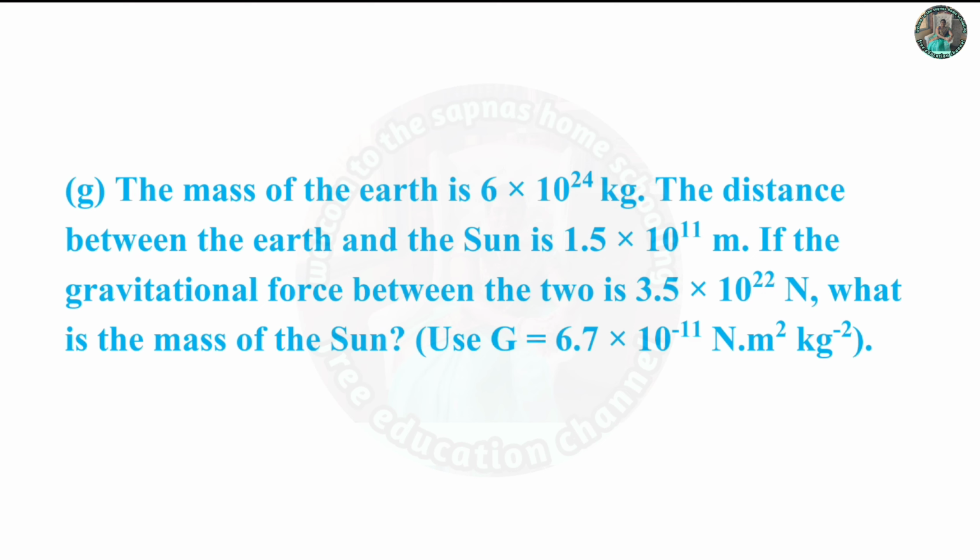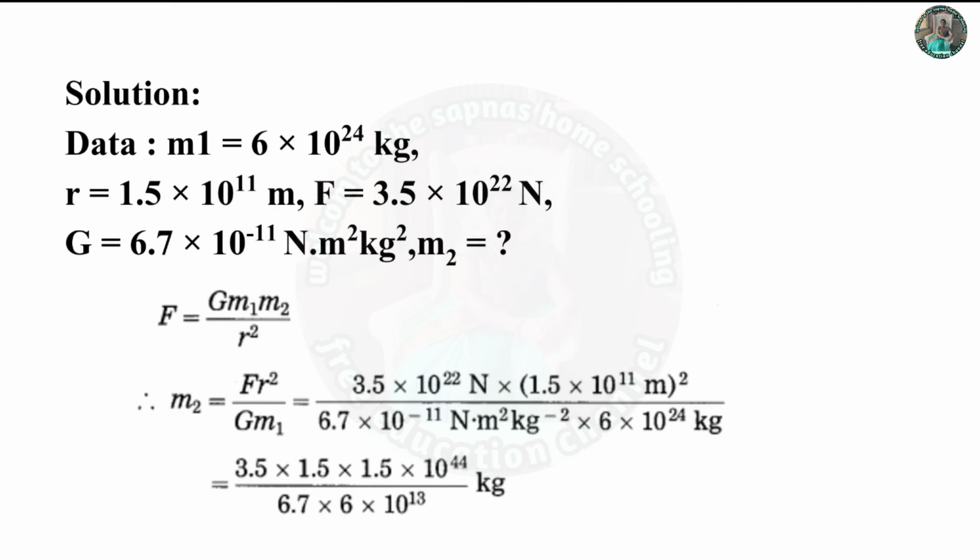G. The mass of the earth is 6 into 10 raised to 24 kg. The distance between the earth and the sun is 1.5 into 10 raised to 11 meter. If the gravitational force between the two is 3.5 into 10 raised to 22 Newton, what is the mass of the sun? Use G is equal to 6.7 into 10 raised to minus 11 Nm² per kg².